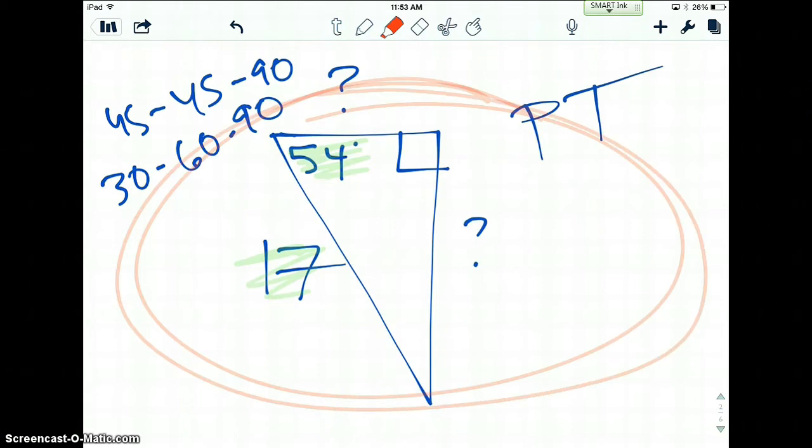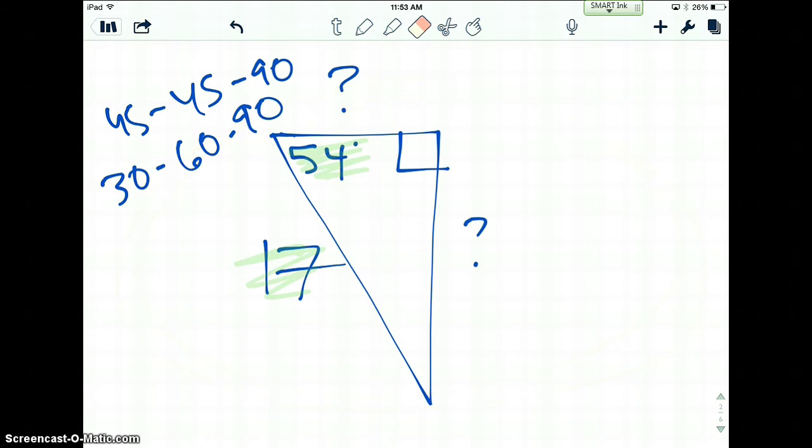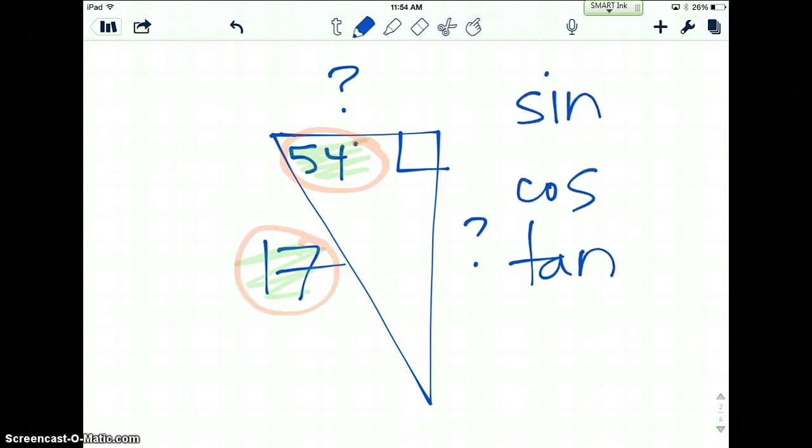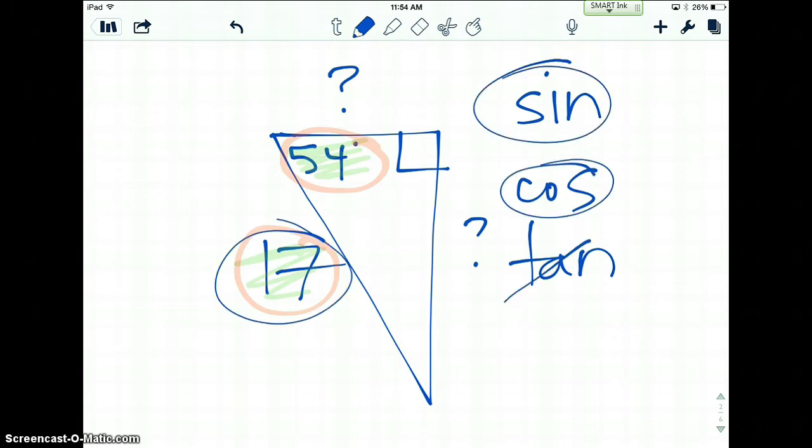Okay? So now we have the issue of we can't use the Pythagorean theorem, we can't use the 45, 45, 90, or the 30, 60, 90. So now we have to look at what we're given and say, okay, we're given the 54 degrees, and we're given the hypotenuse. When I think about my trig ratios, sine, cosine, and tangent, which one has hypotenuse love? Sine and cosine. Tangent does not, so I'm going to throw that one out. Now, between sine and cosine, which one am I going to use?